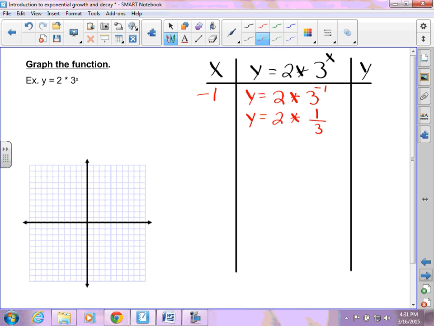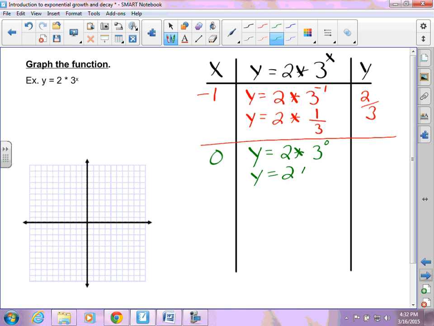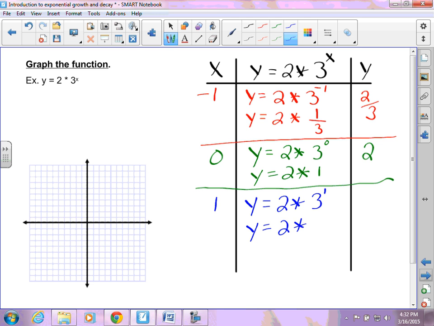Right? Then I'm going to plug in a 0, which I've talked about before. Y equals 2 times 3 to the 0, or anything to the 0 power, is 1. So 2 times 1 then is 2. And finally, I'm going to plug in a 1. So y equals 2 times 3 to the 1. Y then equals 2 times 3, and I get 6, right? You need to plug in 3 for sure. Eventually, you may have to plug in more, but right now, that's what we're going to plug in.